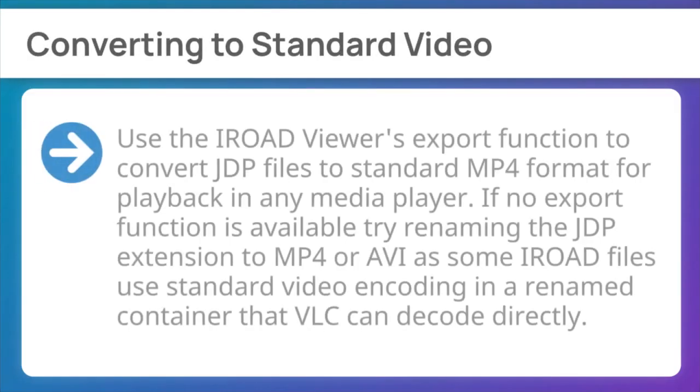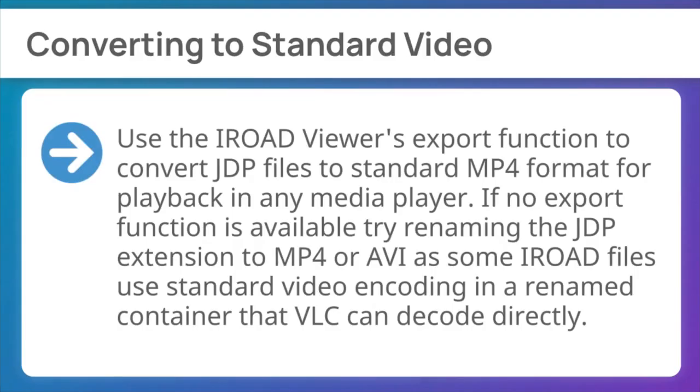Next, converting to standard video. Use the iRoad viewer's export function to convert JDP files to standard MP4 format for playback in any media player. If no export function is available, try renaming the JDP extension to MP4 or AVI, as some iRoad files use standard video encoding in a renamed container that VLC can decode directly.